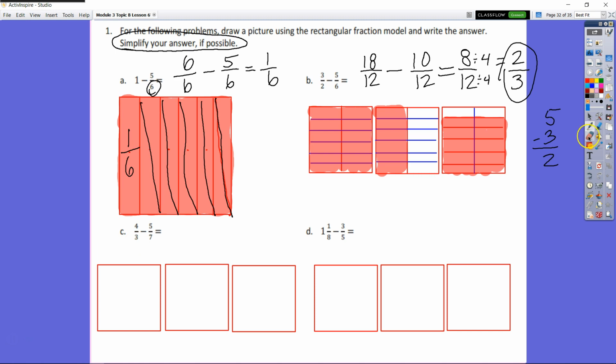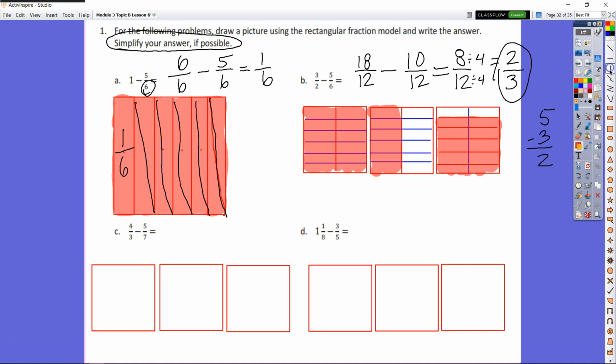Similar to B, I have more than a whole that I'm starting off with. 4/3 is more than a whole. A whole would be 3/3. So let's take a look at that. Let's use our horizontal line tool. I know that to get thirds, I need 2 lines. 1, 2. And since it's more than a whole, I'm going to need more than one whole.